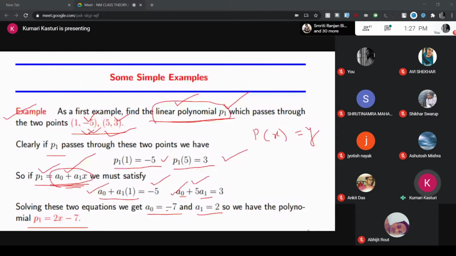Why? Because the first coordinate is what? This is the x value, this is the y value. So the polynomial is of the form P(x) is equal to y. So P(1) is equal to y, so P(1) is equal to -5 for the first coordinate. Coordinate means the first data set point. The second one is 5 and 3. The x value is 5, the y value is 3. So it is P(5) is equal to 3. Is it okay?